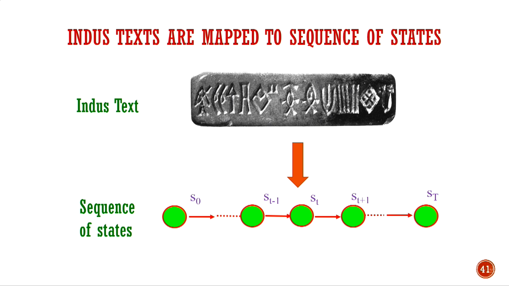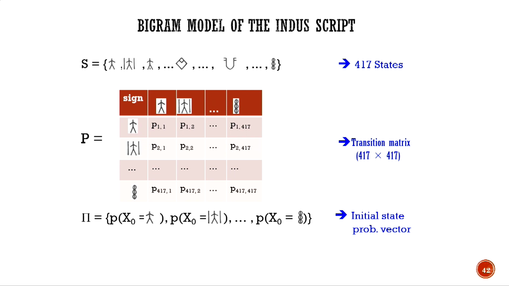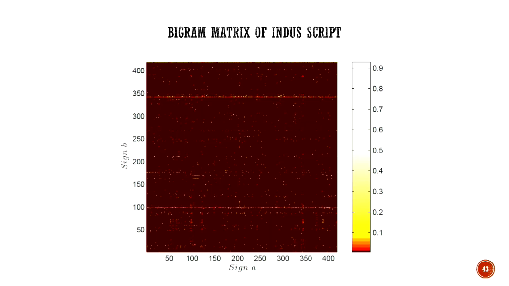So we now just replace those letters with the Indus signs. Indus texts were mapped to sequences of states, and in the model of the Indus script, you just replace those A, B, C by the signs. These were the three main parameters of the bigram model for the Indus script. And this was the bigram matrix of the Indus script.